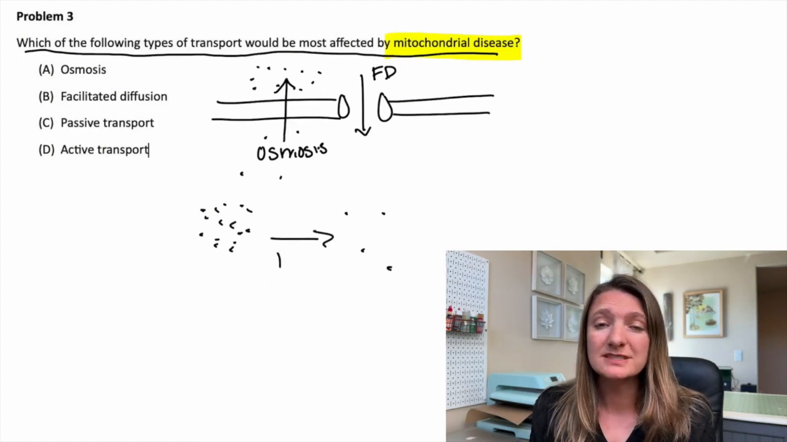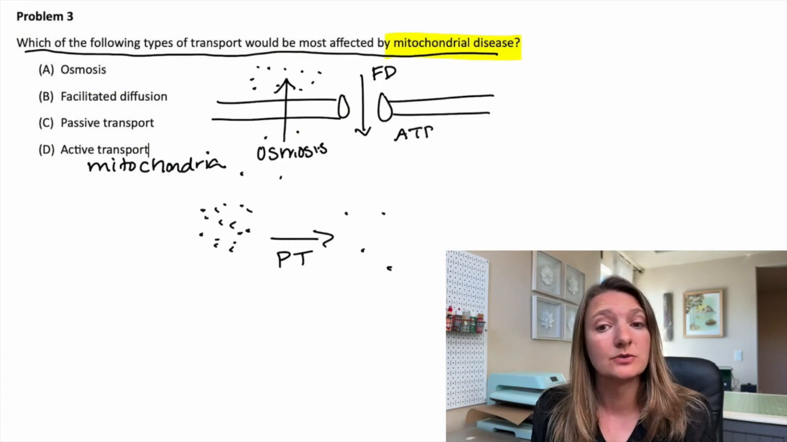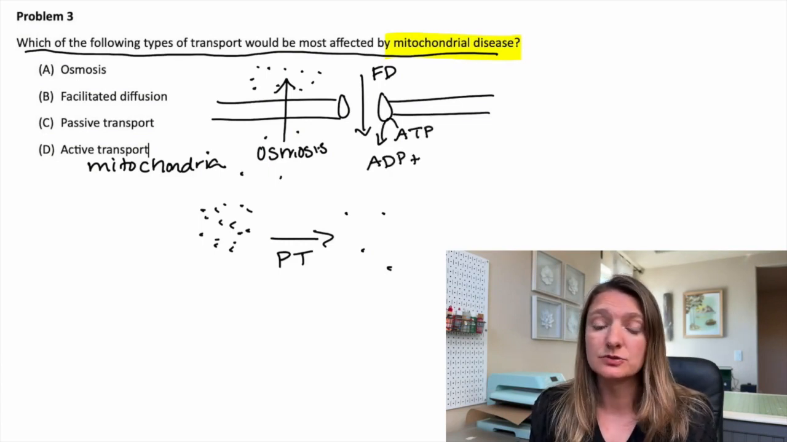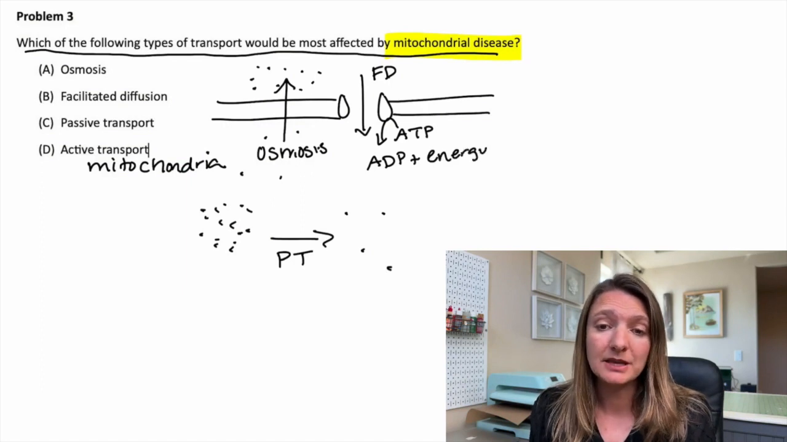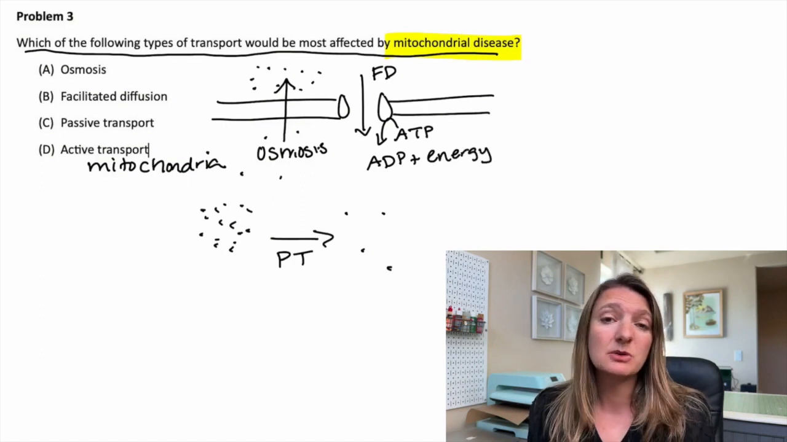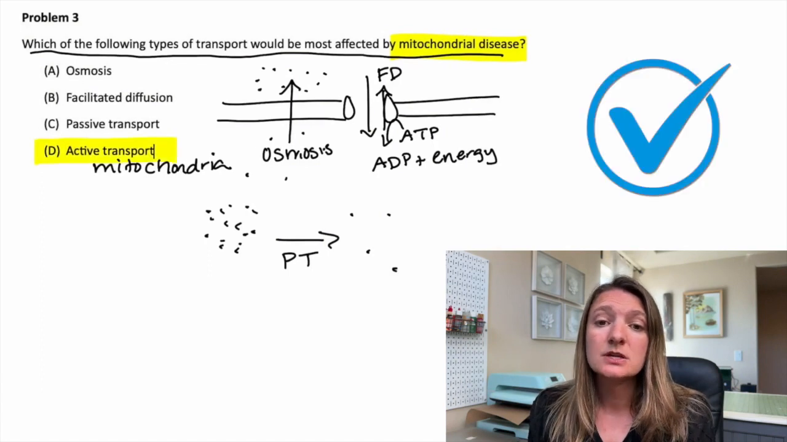Passive transport doesn't necessarily have to happen across a membrane. It could just be in the air or in the cell. Active transport will require ATP that the mitochondria produces. So you have ATP being converted over to ADP and energy. And that's going to be when you mainly go against a gradient. You're going to need that energy. So our answer should be D, active transport.